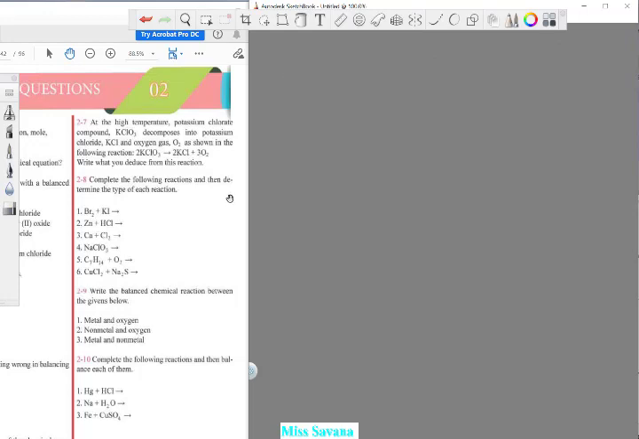Now moving on to the next one. The next one, guys, is the reaction of CuCl2 with Na2S. Now what do I mean by this? It's actually the reaction of the copper chloride with the sodium sulfide.